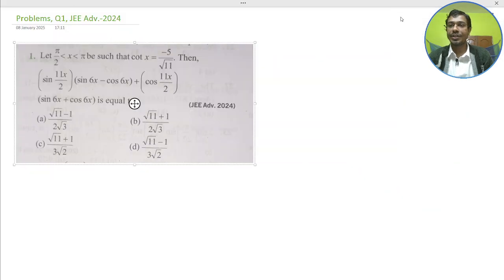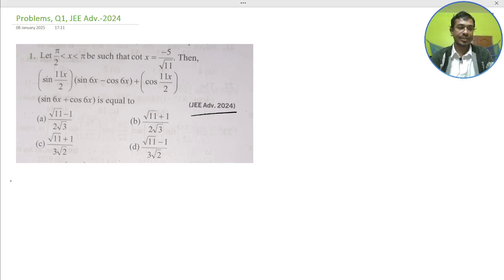Now we switch in our lecture into the problem discussion session. First problem is coming in the recent type of questions in JEE Advanced 2024. So let pi by 2 less than x less than pi be such that cot x is minus 5 by root 11. So you have to find what this value would be. JEE Advanced calculation type questions.